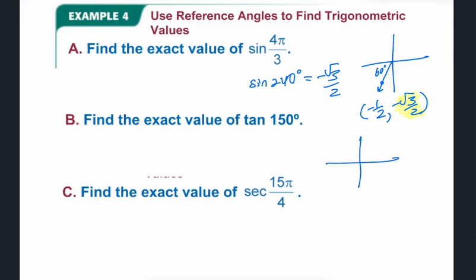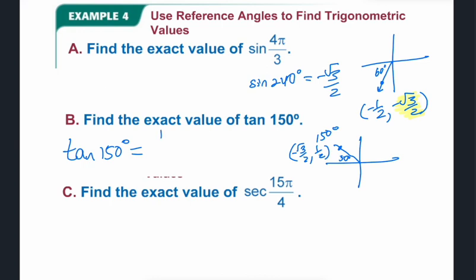Where does 150 land us? Right here. It has a reference of 30. The point then would be negative square root of 3 over 2, positive 1/2. I found the point. So when they give you, hey, find the tangent of this, find the cosine of this, find the whatever, what's the point? Where did I land? I landed at the point, negative square root of 3 over 2, 1/2.